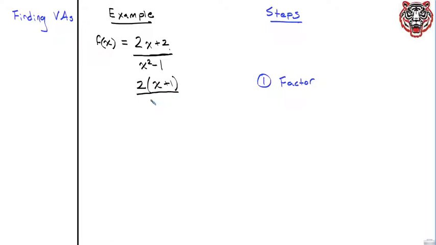And the denominator factors to what? x minus 1 times x plus 1. Perfect. Difference of squares. You do have to memorize difference of squares all the time on the AP test too.